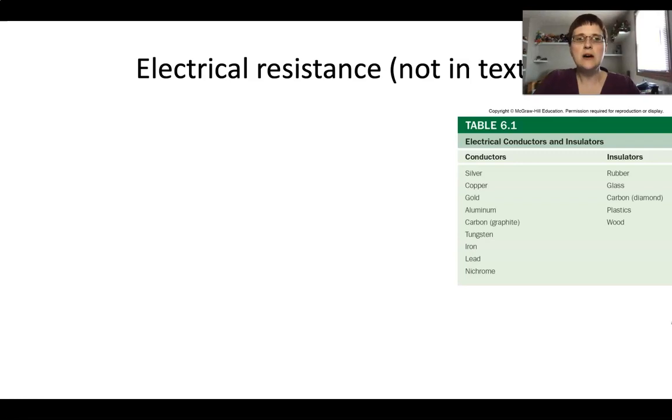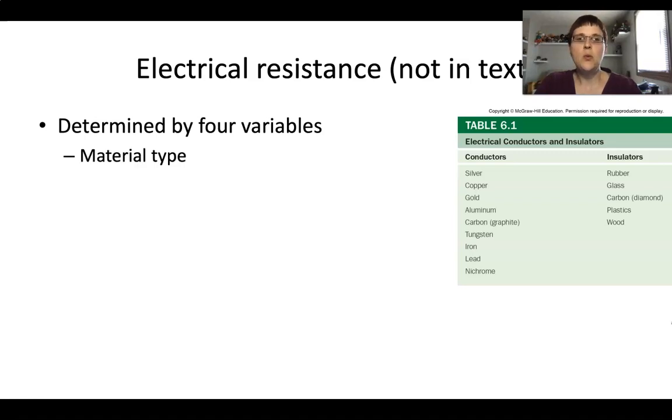All right, so I want to talk a little bit more about electrical resistance. This information is not specifically in your text, but I think these are important things for you guys to understand. So the electrical resistance is actually determined by 4 different variables. One is material type, and that one should make sense, right? The material type, whether it's a conductor or an insulator, is going to make a difference on how the electricity is going to flow. It's going to flow better in a conductor than it will in an insulator.